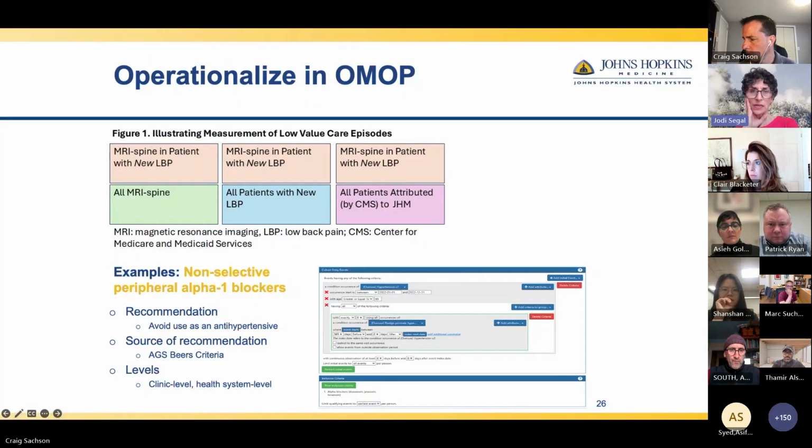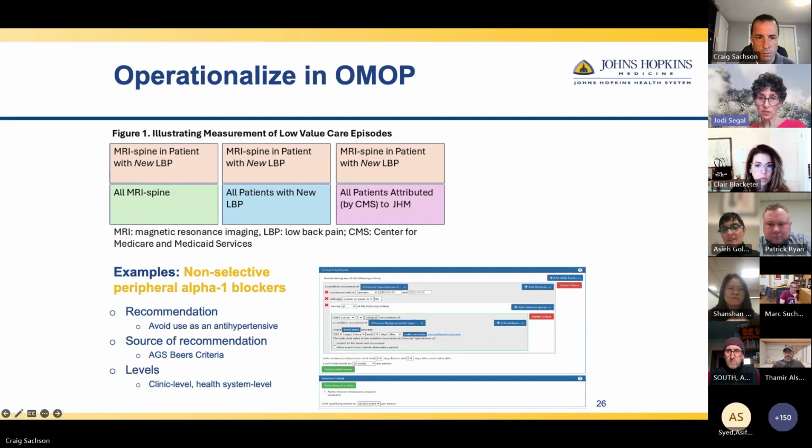So to operationalize these measures of overuse in OMOP, there are choices that have to be made. If there's an overuse event in this illustration, an MRI of the spine in a patient with new low back pain, right? You're not supposed to do that. What is the denominator? Is it all MRI spine? Is it all patients with new low back pain? Or is it all patients attributed, say, by CMS to Johns Hopkins Medicine? So there's a lot of choices, and we have to realize that we're not seeing the complete information on the patient if they travel across town, but we are responsible for what happens within Johns Hopkins Medicine.